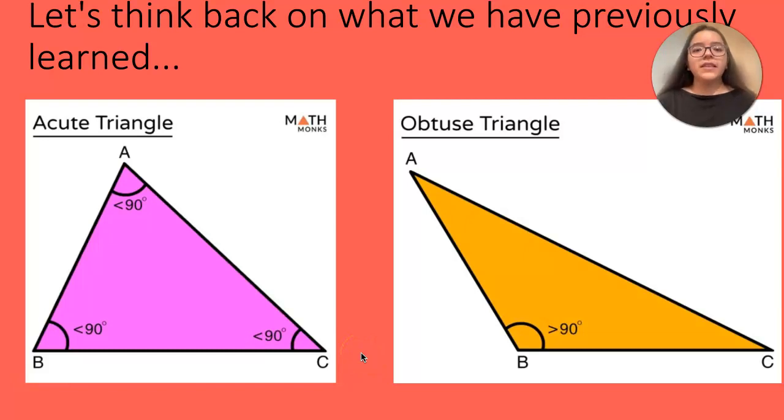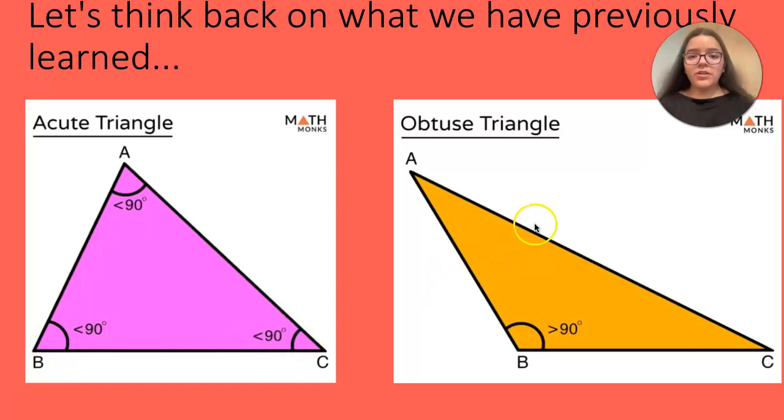So, class, let's think back on what we have previously learned. I know in previous years your math teachers have talked about acute and obtuse triangles. An acute triangle is classified as an acute triangle if all three angles are less than 90 degrees. So in this diagram here, we see that angle A is less than 90 degrees, angle B is less than 90 degrees, and angle C is less than 90 degrees.